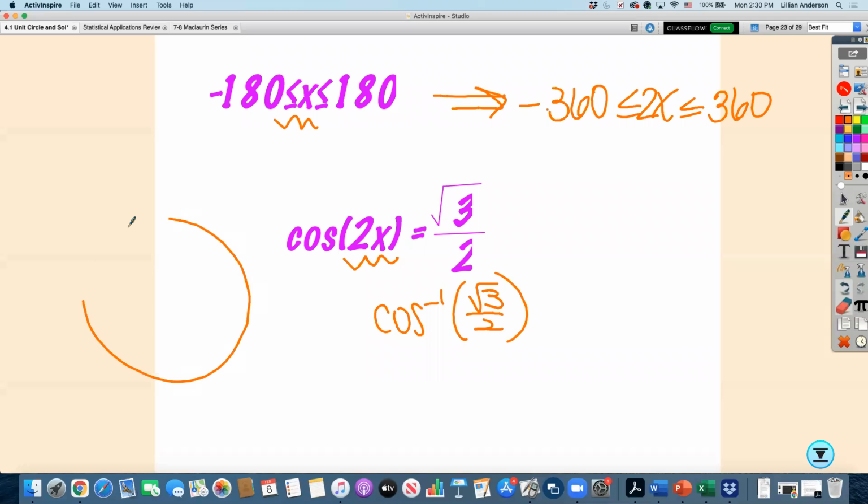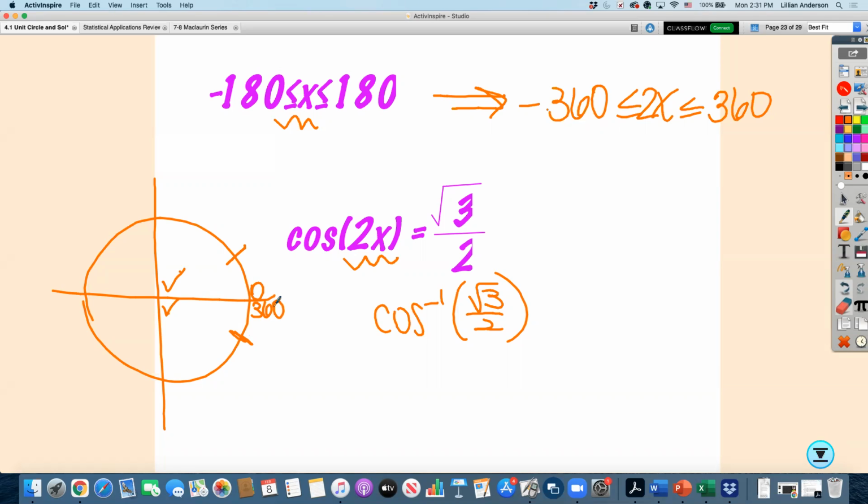That occurs in which quadrants? The top right one. Top right? Yes, and the top left. No, wait, where cosine's positive is the first quadrant and the last quadrant, the fourth quadrant. Remember, All Students Take Calculus. Calculus, cosine's positive. That's right. It's a cosine problem.